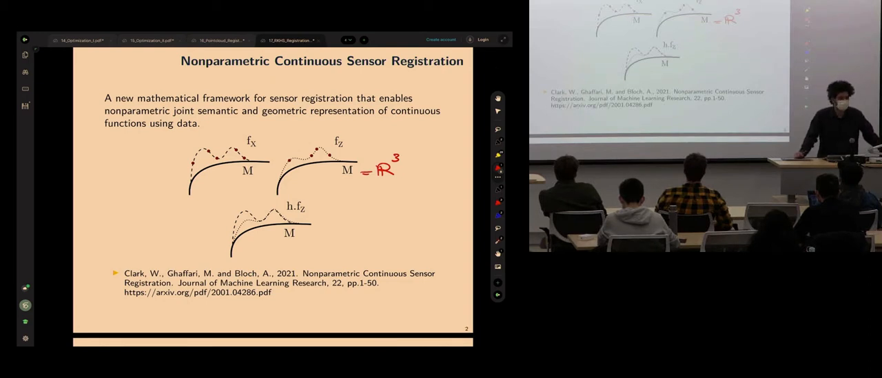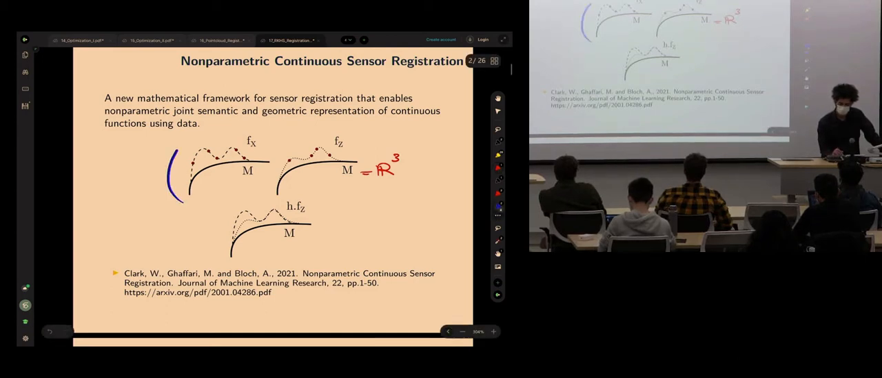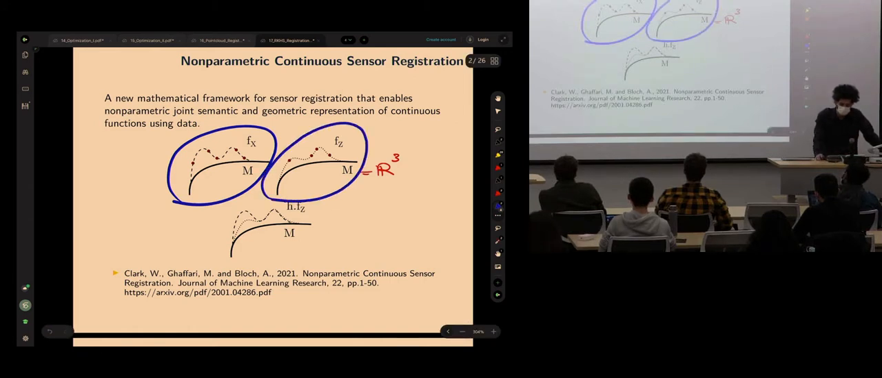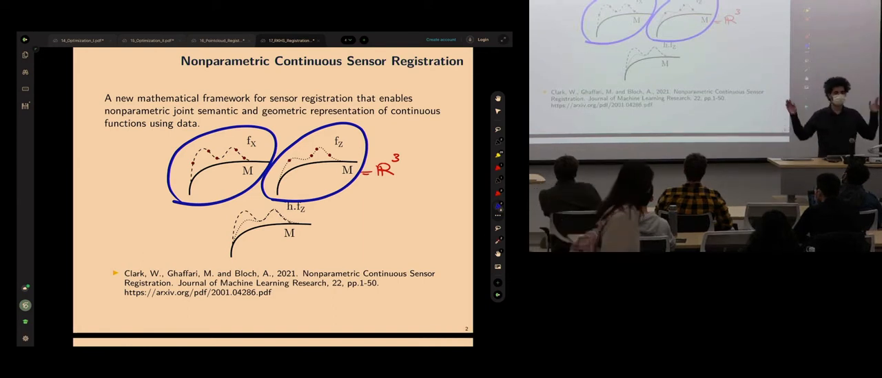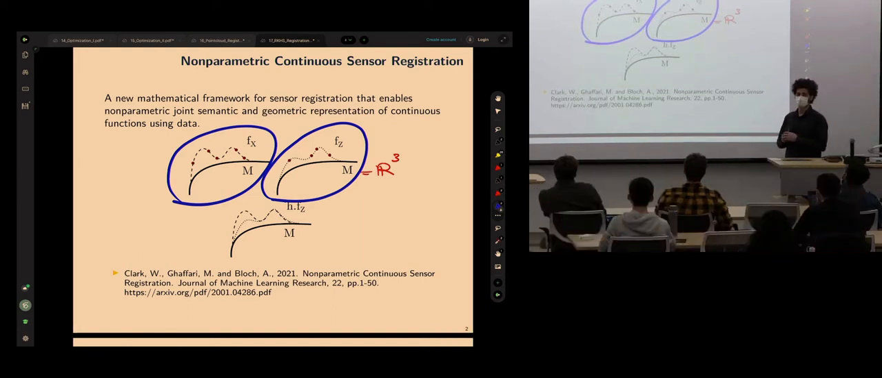So generally, we have a function defined on that manifold, and points are samples from that function. So for example, we have the first point cloud here, and then we have the second point cloud Z. These 2 point clouds need not have the same number of points, nor do we need to have the measurements of the same place in the space.